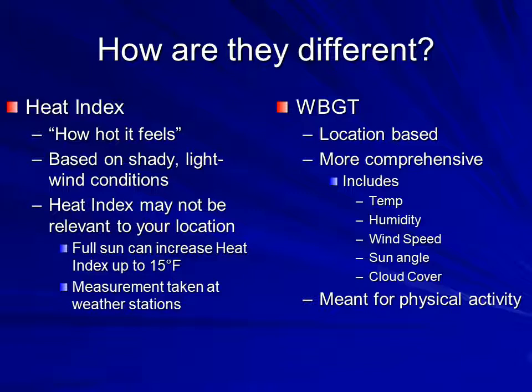In comparison, the wet bulb globe temperature is a measurement taken at your activity's location in direct sunlight. It is more comprehensive than the heat index because it is meant for physical activity and includes more weather variables. So how do we utilize these indices in decision making?